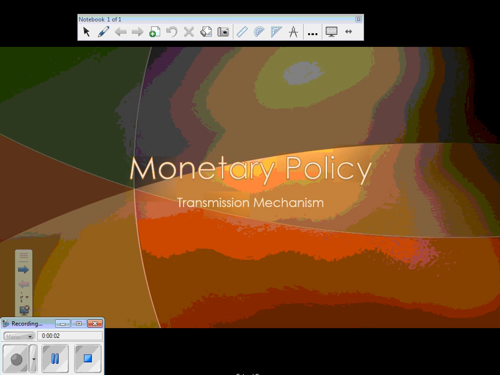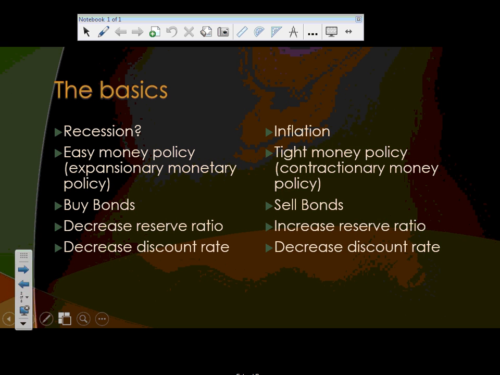Okay, and welcome to this discussion of monetary policy's transmission mechanism, which is a fancy way of saying we're going to draw some graphs that will show us how the policies used by the Federal Reserve Bank get transmitted into affecting the economy as a whole. So you have a couple lists here about the basics.